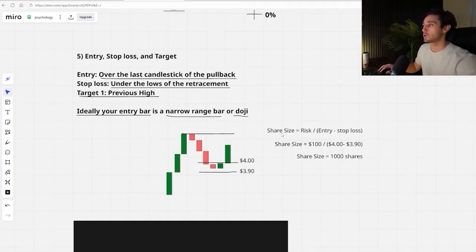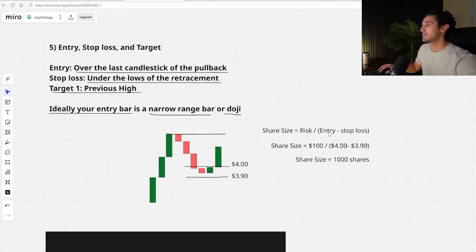The share sizing formula is risk divided by entry minus stop loss, and the entry and stop loss are in parentheses, so you calculate this first before you do the division. So let's say our entry is at $4, stop loss is at $3.90, and our risk is $100. $100 divided by $4 minus $3.90.